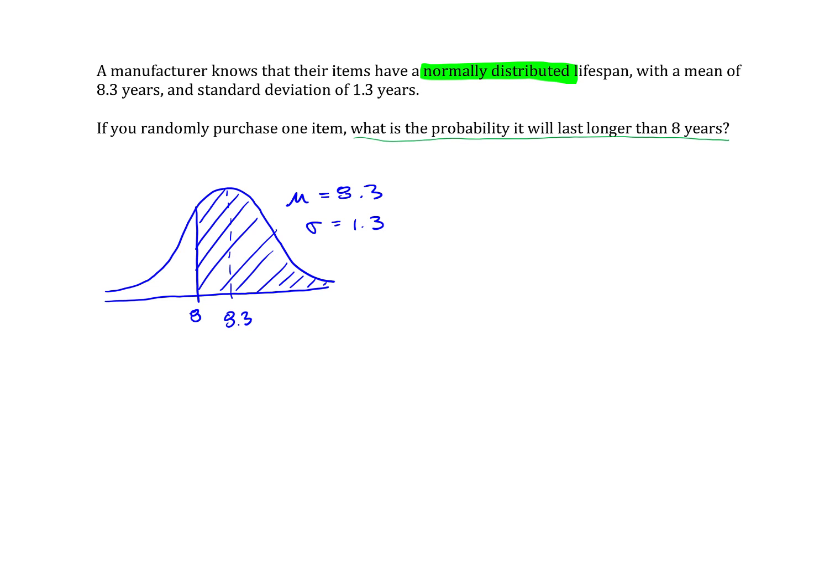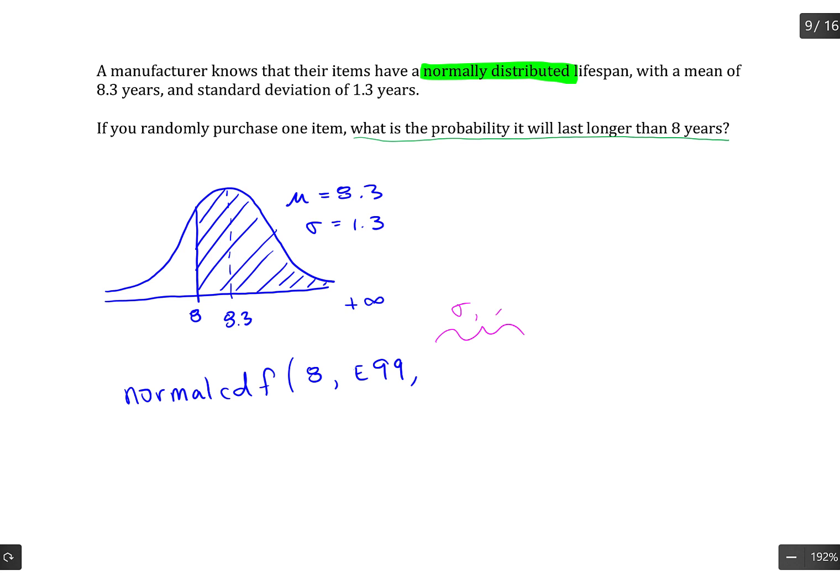Now, to calculate this probability, we're going to use the calculator function normal CDF, which takes up to 4 inputs. And the inputs it takes are the lower bound of your shaded region, the upper bound of your shaded region, which in this case is technically positive infinity, but there's no infinity key on the calculator, so I always use E99, which just means 1 times 10 to the 99th power, so it's just a very big number. The last two inputs are the mean and the standard deviation of your distribution.